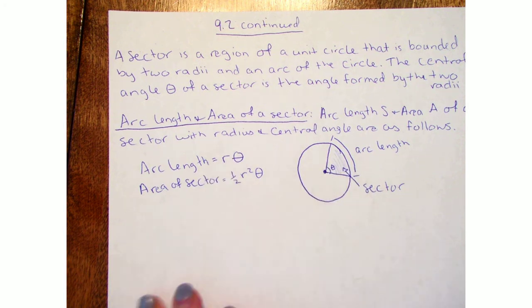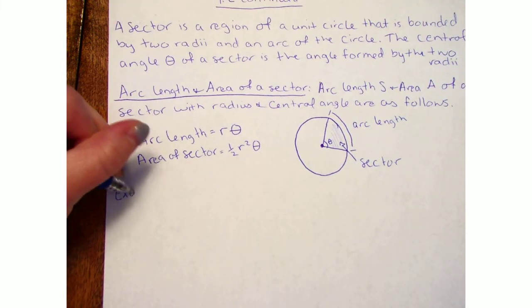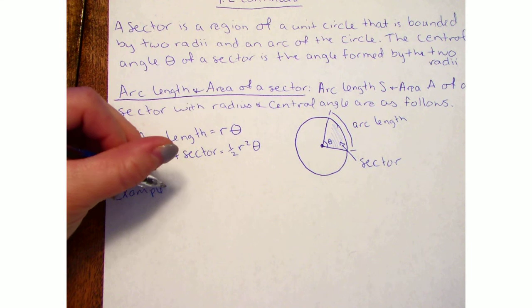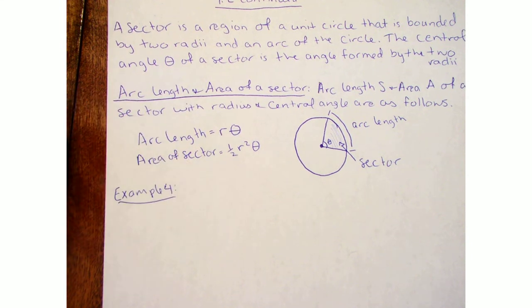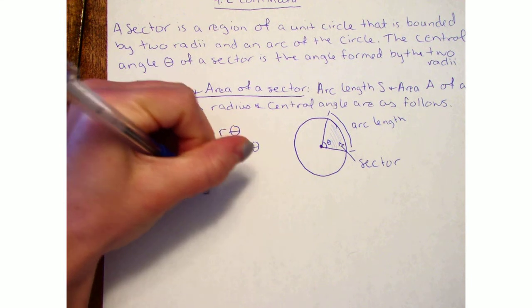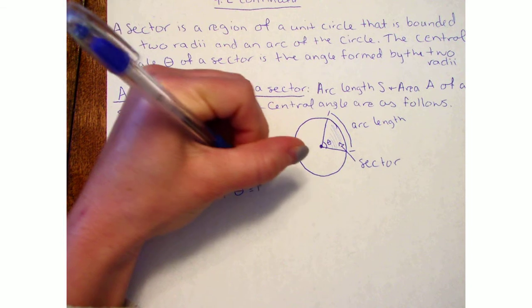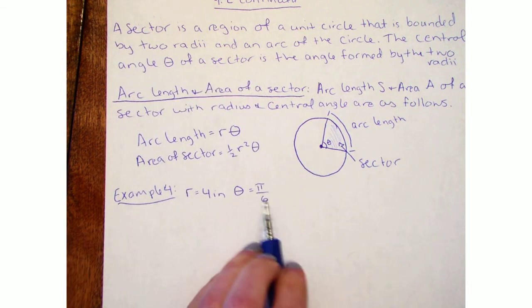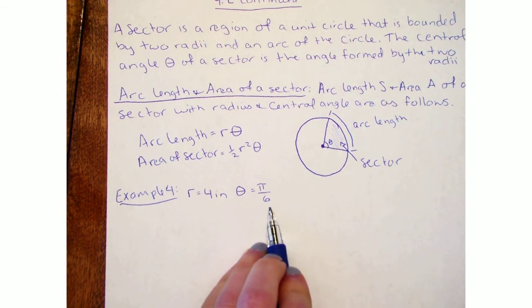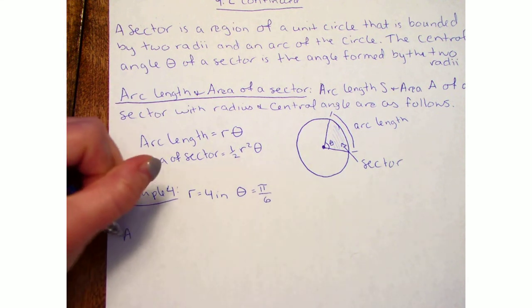Okay, so let's jump right into it. So I'm going to write example 4 here because yesterday we did examples 1, 2, and 3. So now we're on to 4. So they give you that the radius is 4 inches and they give you theta is pi over 6. They're always going to give you the angle measurement in radians. And if they don't, it's up to you to convert that into radians. All right, so we're going to start with the arc length.